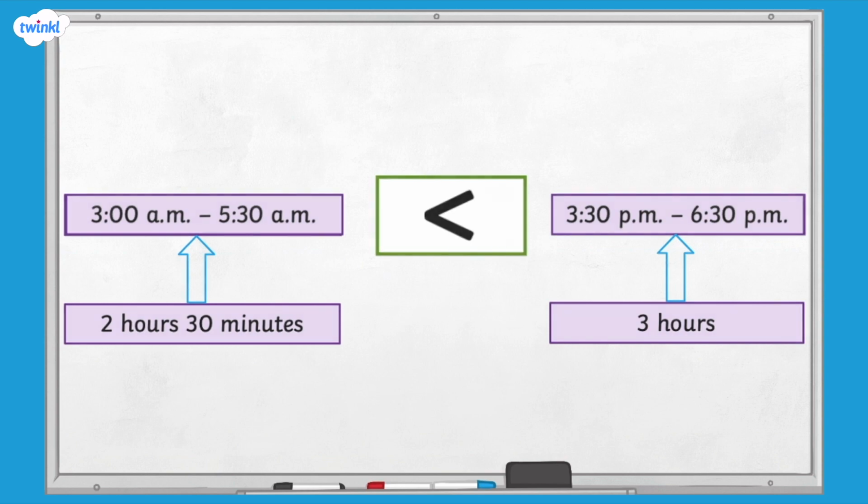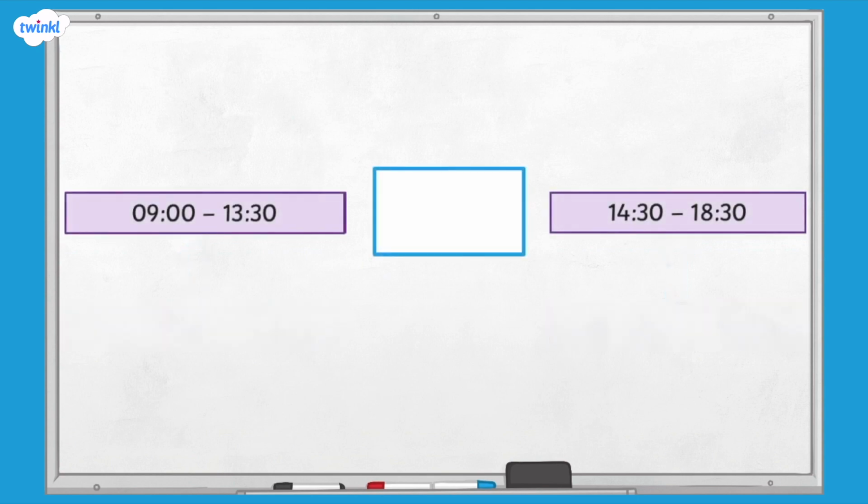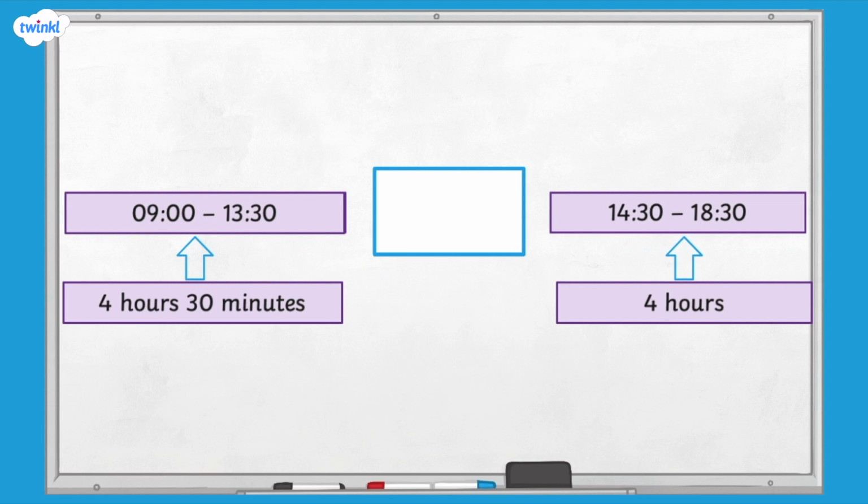I would like you to compare these two durations by using the correct inequality symbol. Pause here and have a go, and then press play again when you're ready to continue. Have you finished? Well done, here's the answer. The duration of the first activity is greater than the second activity.